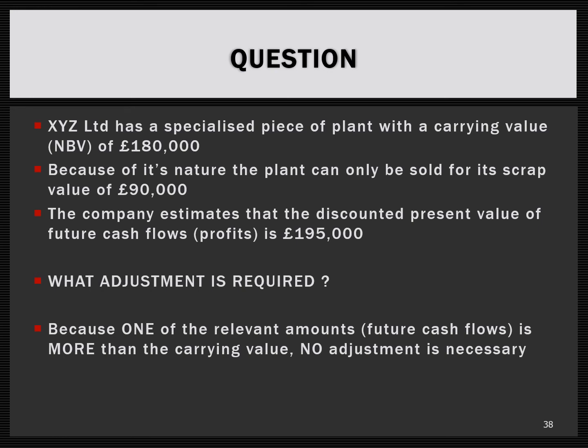And the answer is no adjustments required at all, provided the current carrying value of 180,000 is no more than either of these two figures, then we don't need to make an adjustment. It doesn't matter that the fair value less costs to sell is 90,000, provided the maximum future benefit we're going to get of 195,000 is at least as much as the carrying value. We don't need to make any adjustment whatsoever.